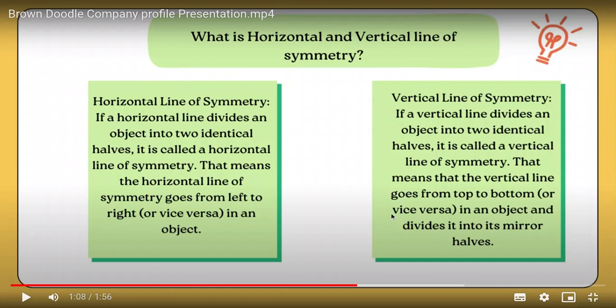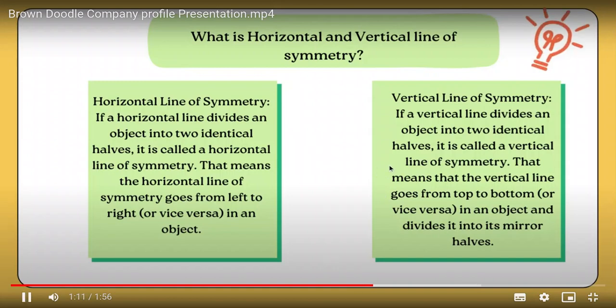And then I told them about the horizontal and vertical lines, but the horizontal and vertical lines were already explained by Shivali, so I didn't focus too much on that. But still, I gave a definition so that they have a little bit of revision of that. If a horizontal line divides an object into two identical halves, it is called a horizontal line of symmetry. If a vertical line divides an object into two identical halves, it is called a vertical line of symmetry.